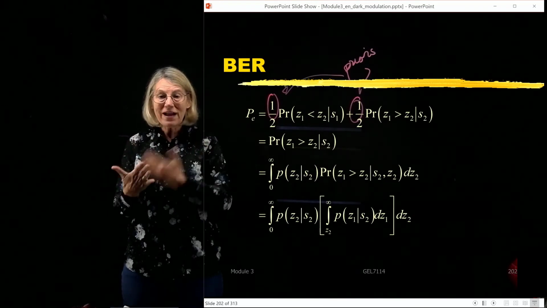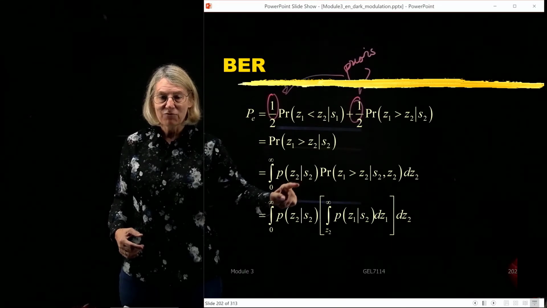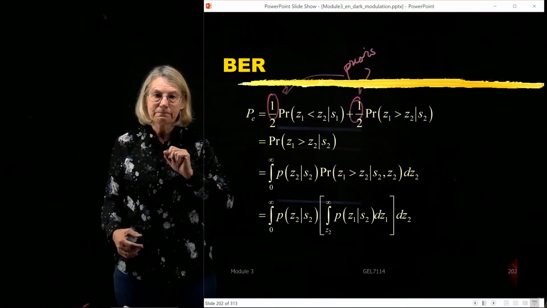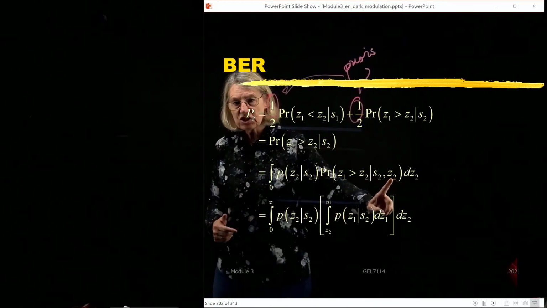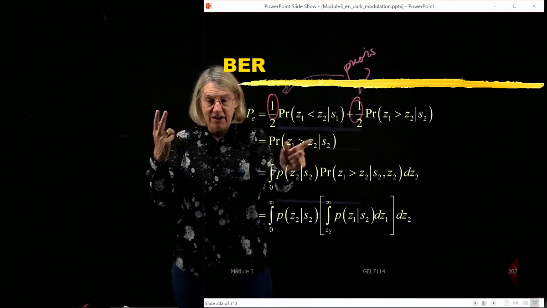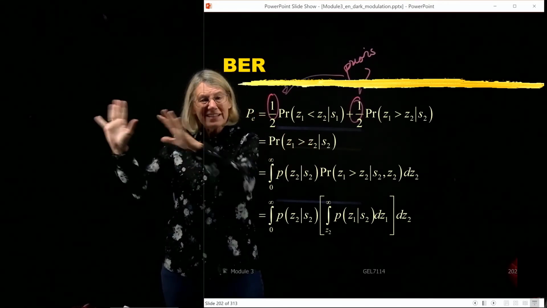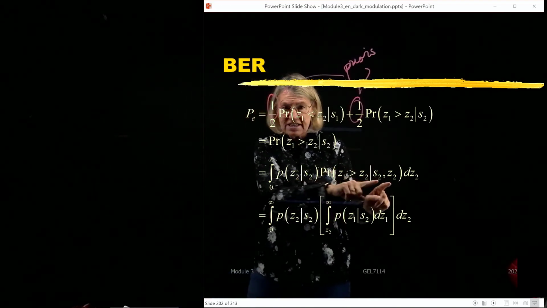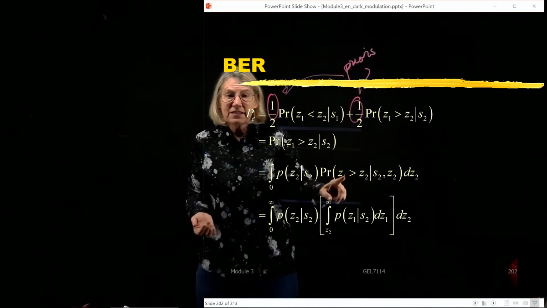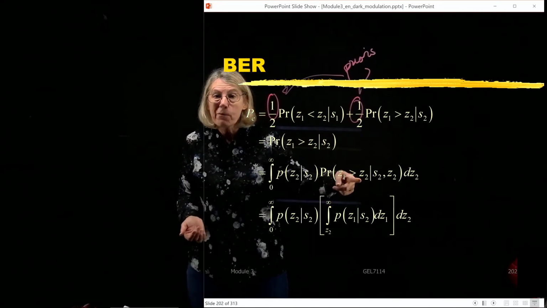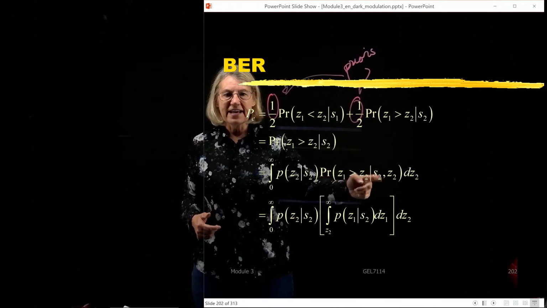Because now I have something I know. This here is a Rayleigh distribution. I know that one. And now let's look at here. Z2 is fixed. Here I have two random variables, Z1 and Z2, and I have the probability that one random variable is bigger than the other. That's a tough problem. Here I've conditioned on Z2. Z2 is now just a number. So now I just have, what's the probability that this Z1 is greater than that number? And that number is Z2. So it's conditioned on S2 having been sent.